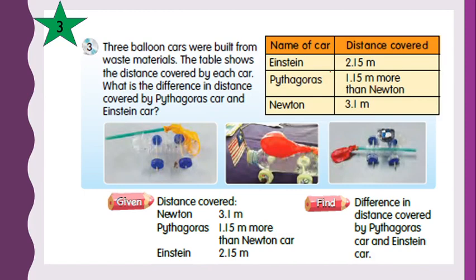Okay, do we know what is the distance covered by Einstein? Yes, 2.15 meter. Do we know the distance covered by Newton? Yes, 3.1 meter. Do we know the distance covered by Pythagoras? Not exactly, because the statement here is 1.15 meter more than Newton. Okay, this is not the exact distance covered. This is the information that we have to analyze. We have to find the solution.